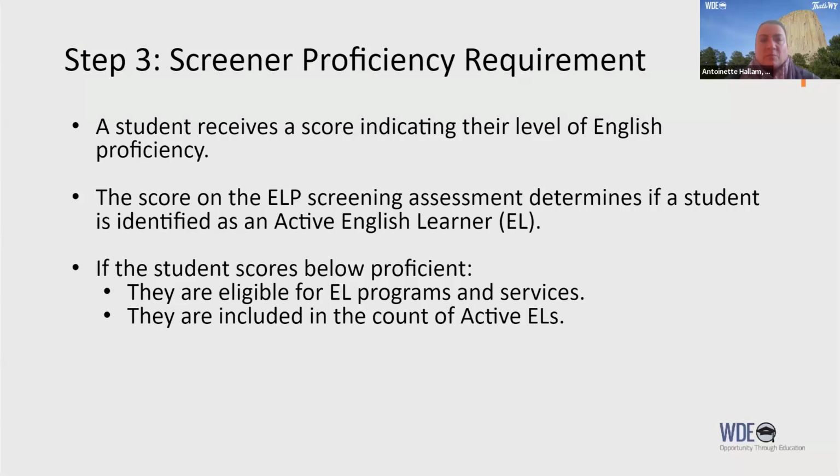A student who participates in a screener receives an English language proficiency score that indicates their level of English proficiency. The score determines whether the student is identified as an active English learner. If the student scores below proficient, they are eligible for EL programs and services and will be included in the count of active ELs.